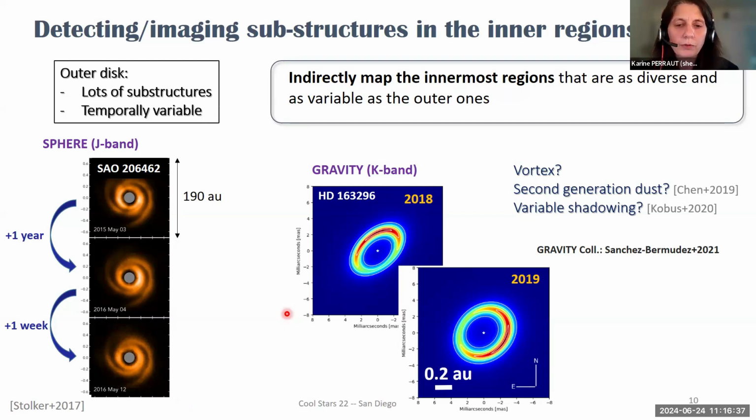Here you have an example of two best-model images that have been retrieved from GRAVITY observations for this Herbig star at two different epochs. You clearly see variable substructures at very small scales, and that could be either a vortex or a variable shadowing, so we need to understand and connect this variability to the large-scale variability. I just would like to emphasize the sizes and the scales that we are able to probe with the GRAVITY measurements, to be compared with what we can probe with the SPHERE images. We are not speaking about the same scales, but we need to connect all these scales together.